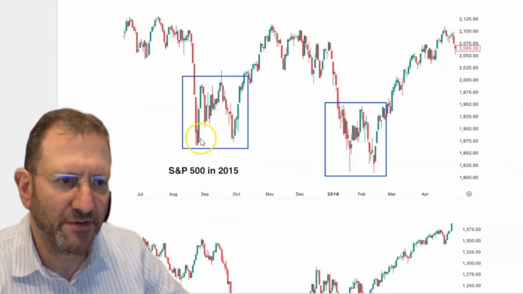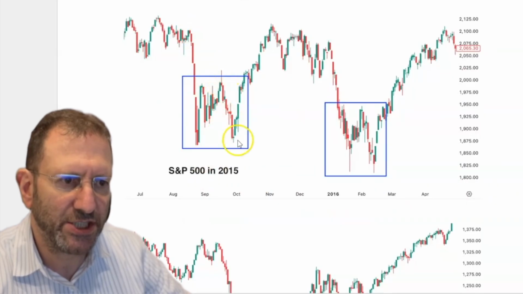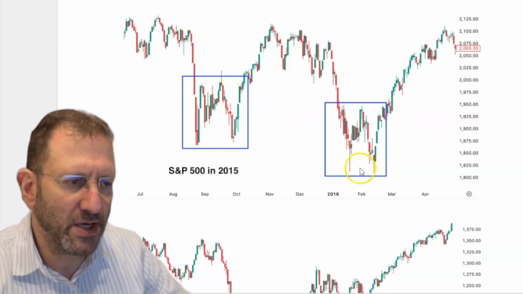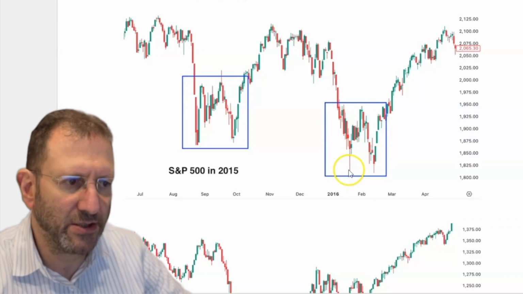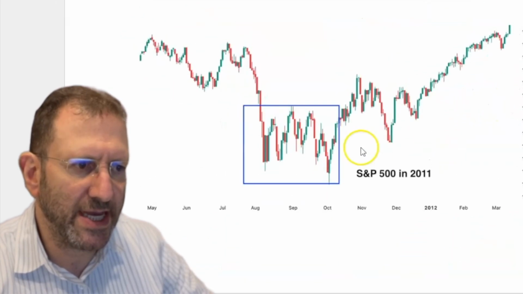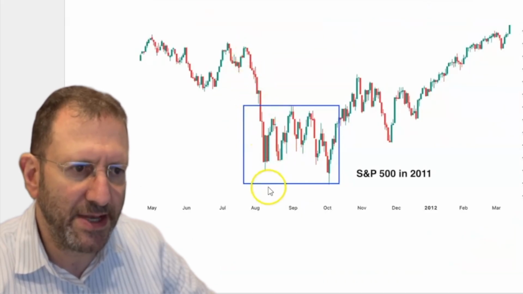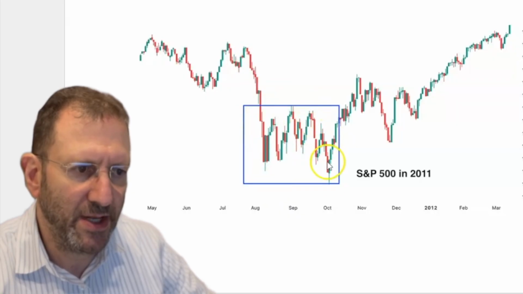This is 2015, the crash, then a kind of bounce, sideways price action, and a retest of the low. Likewise in 2016, crash, a rebound, sideways pattern, and then down to retest the low, and then a big recovery. 2011, very similar, a collapse over there, a crash, and then it bounced sideways to slightly up, and then another retest of the low, and then a recovery.